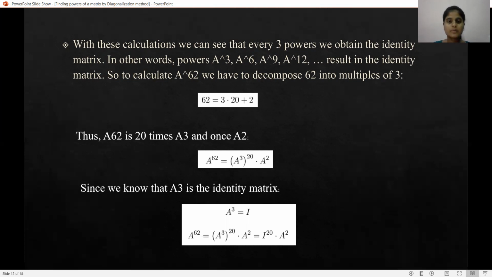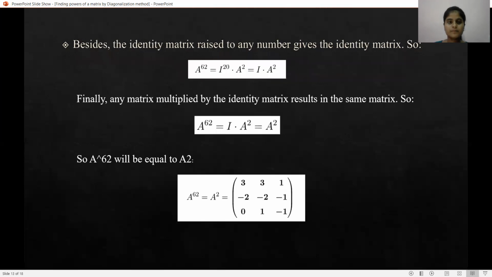So to calculate A to the power 62, we have to decompose 62 into multiples of 3. 62 is equal to 3 into 20 plus 2. Thus, A to the power 62 is 20 times A to the power 3 and once A to the power 2. Since we know that A to the power 3 is the identity matrix, A cube is equal to I, so A to the power 62 is equal to A cube whole power 20 into A square, which is equal to I to the power 20 into A square.